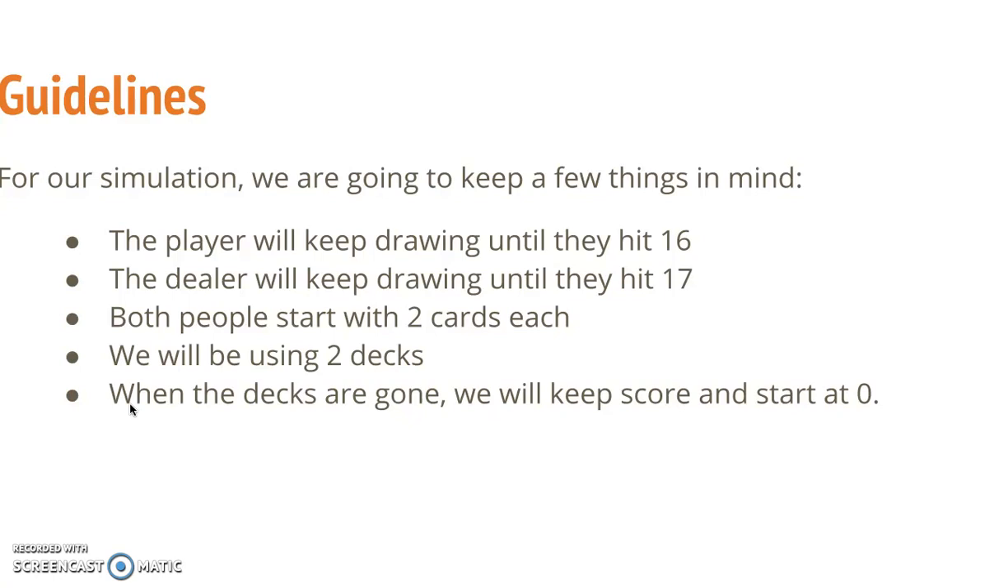We'll be using 2 decks shuffled together, and when those 2 decks are gone, we're going to keep the score and start again at 0. And then at the end, we're going to get the average of those scores.